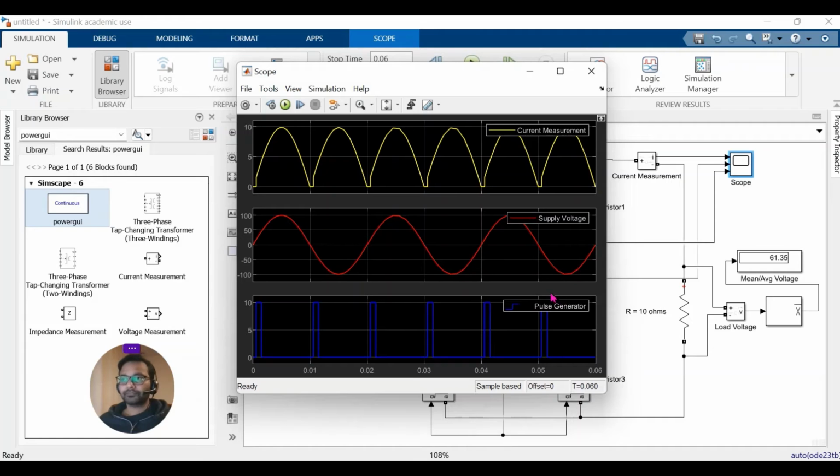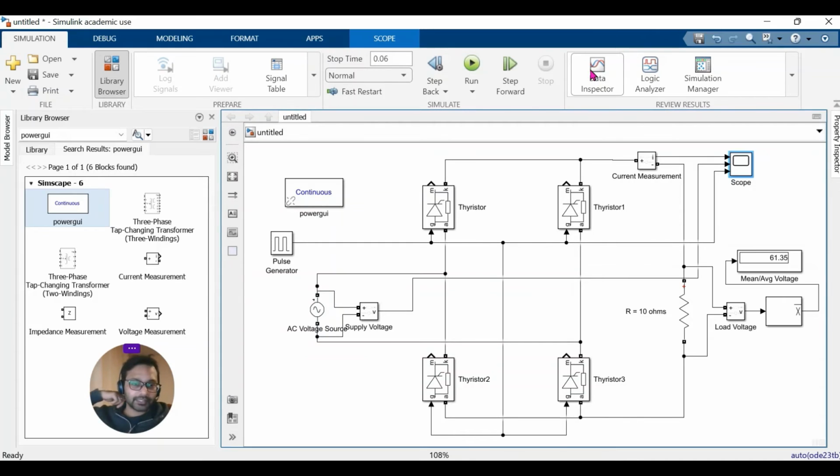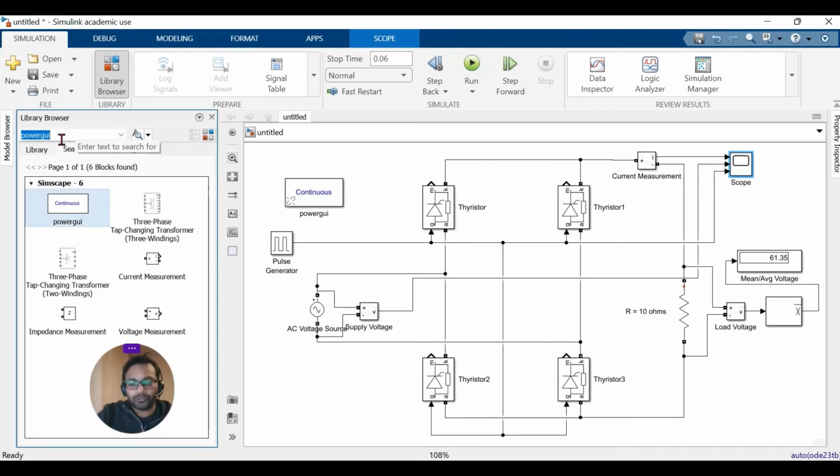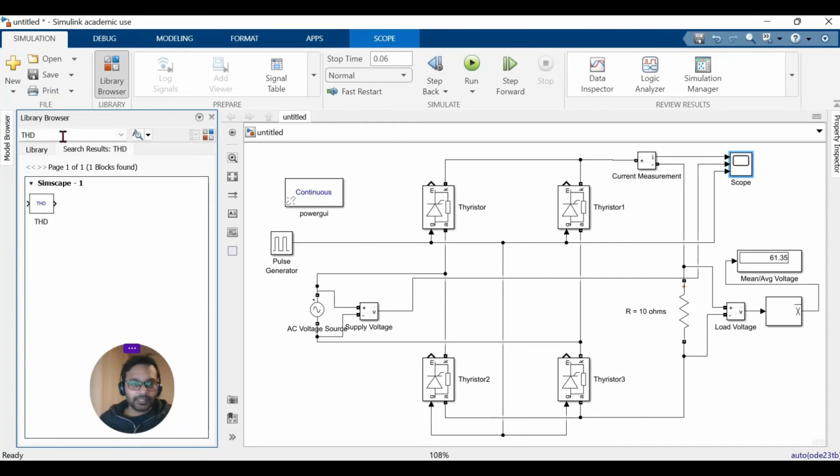Okay, now we can run this circuit for different firing angles. We can change the value of angle. Another thing which I wanted to implement in this circuit is to measure the total harmonic distortion. So let's say if I want to check the total harmonic distortions for different firing angle. So what we can do is we can search for THD block, total harmonic distortion.